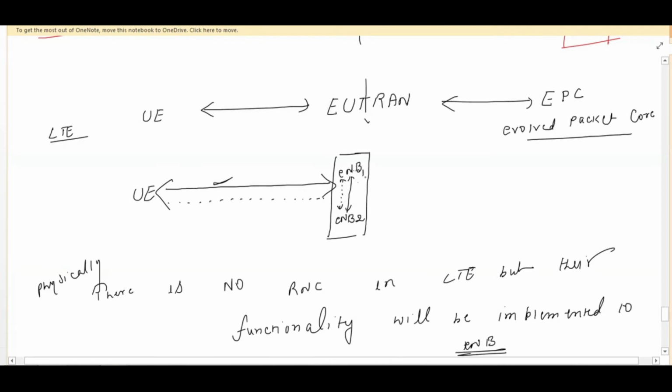So signaling and user traffic both can be exchanged between one eNode B and another eNode B, and the interface between eNode B and eNode B is X2. The interface is X2 for user plane, more particularly it's called the X2U. For control plane it's called the X2C. Here on the air interface it's called the LTE interface.